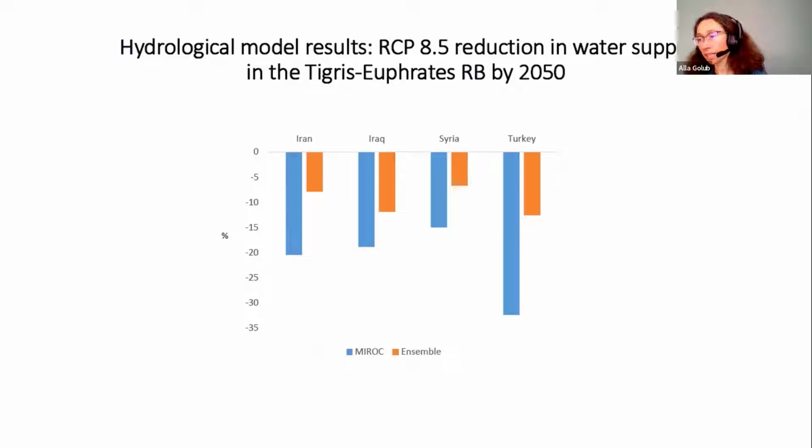Now, same results, but now we focus on the Tigris Euphrates river basin only. And within this river basin, the largest relative reduction in water supply is projected in Turkey, almost 35%.